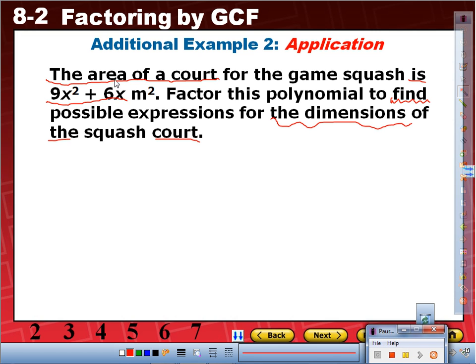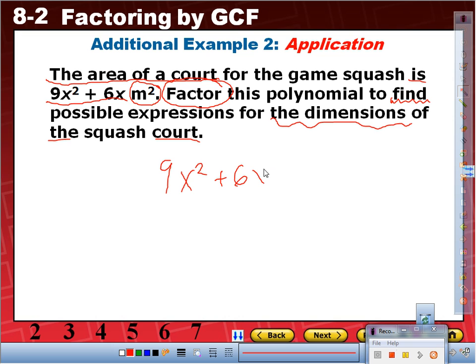All right, it says the area of a court for the game of squash is 9x squared plus 6x meters squared. That's why I didn't want you to write this down as part of the area of the court. But at the end, it's in meters squared. They say, find the dimensions of the court. How do we find it? By factoring. So if the area is 9x squared plus 6x, do the next step and find me the dimensions of that court. Go.